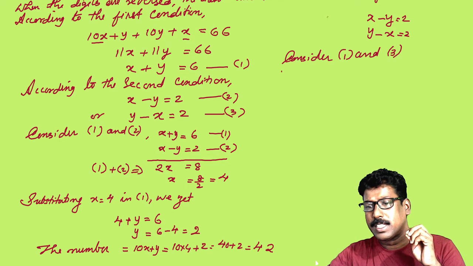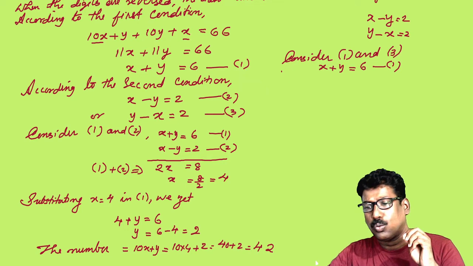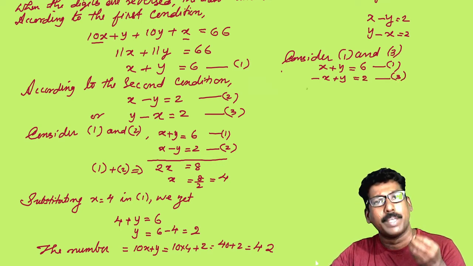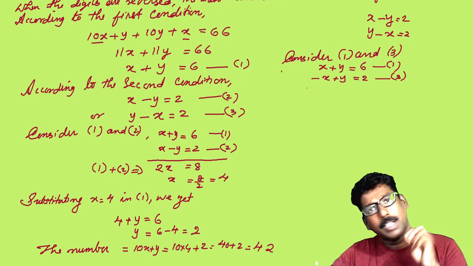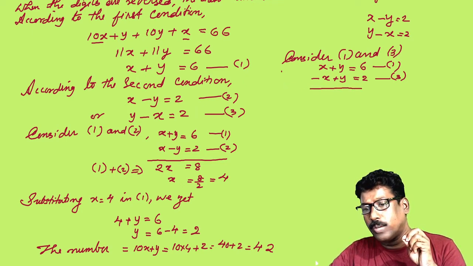Equation 1 is x plus y is equal to 6. Now equation 3, you see y minus x is equal to 2. Y minus x you can write as minus x plus y is equal to 2. The equation 3 you can rewrite as minus x plus y is equal to 2. Now here also you add these two.